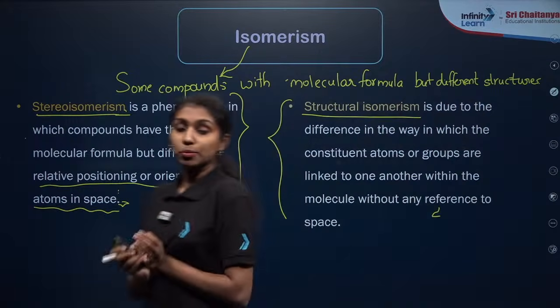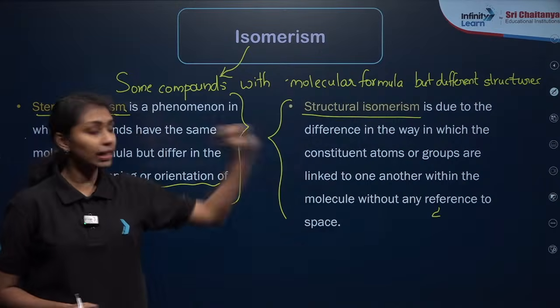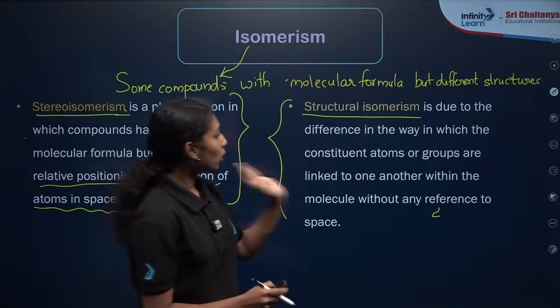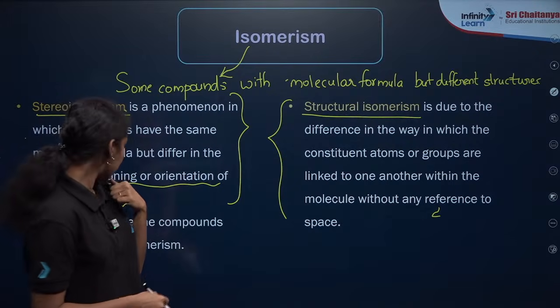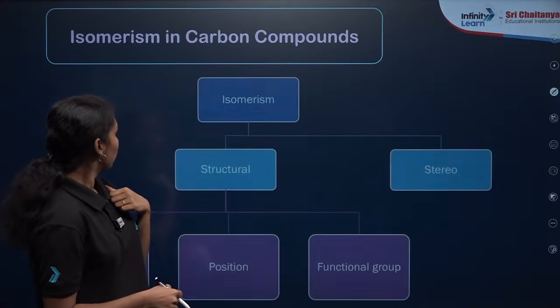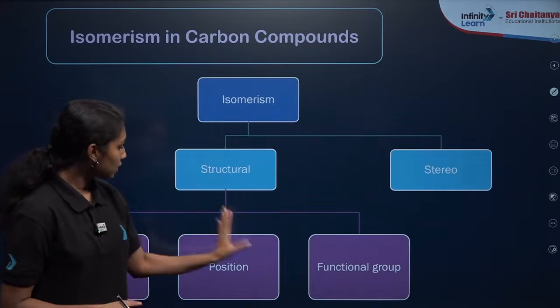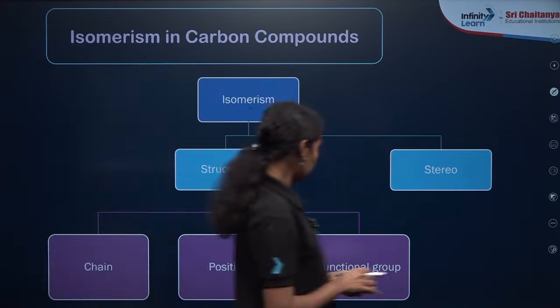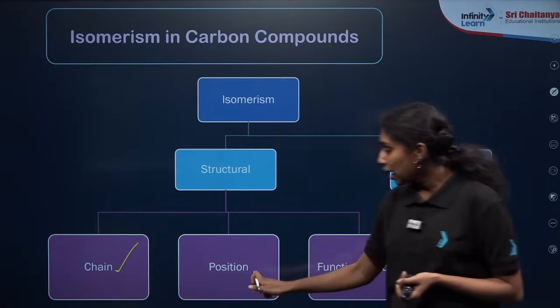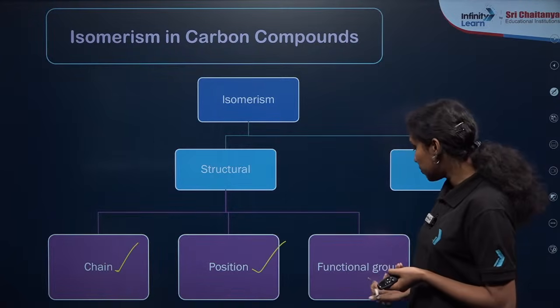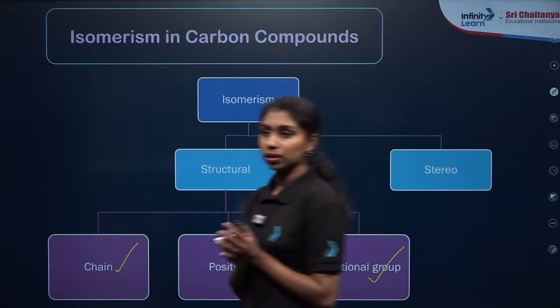So we can focus on structural isomerism here. In the case of structural isomerism, same molecular formula, right? Same molecular formula, but the difference is in their structure. Let us see in detail. In the case of structural isomerism, we need to go through the three important types of isomerism. One is chain isomerism, the other one is position isomerism, and the third one is functional group isomerism.